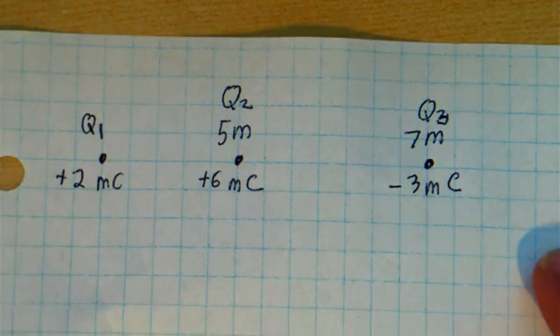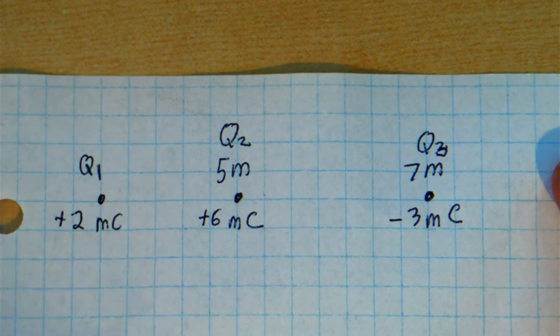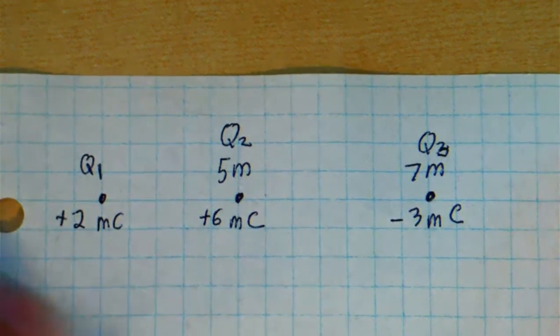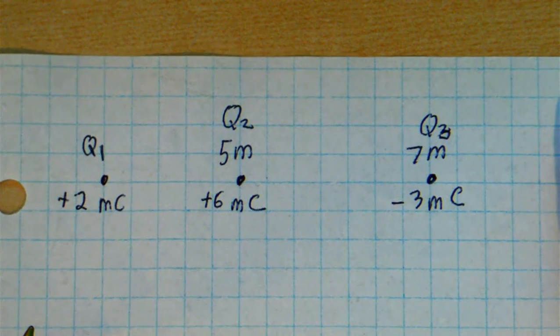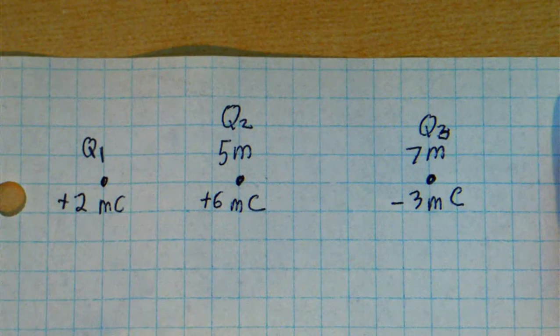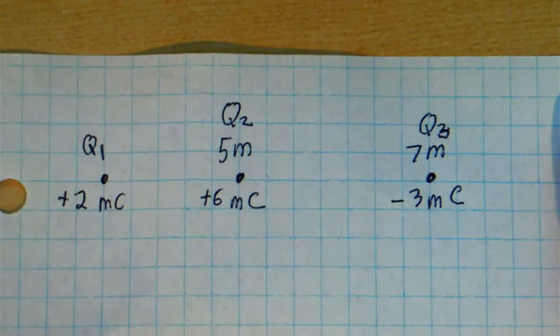All right, this is Thursday, January 7th, 2021, Physics CP. I'm beginning the process of teaching students how to do a Coulomb's law net force calculation when I have more than just two electric charges.